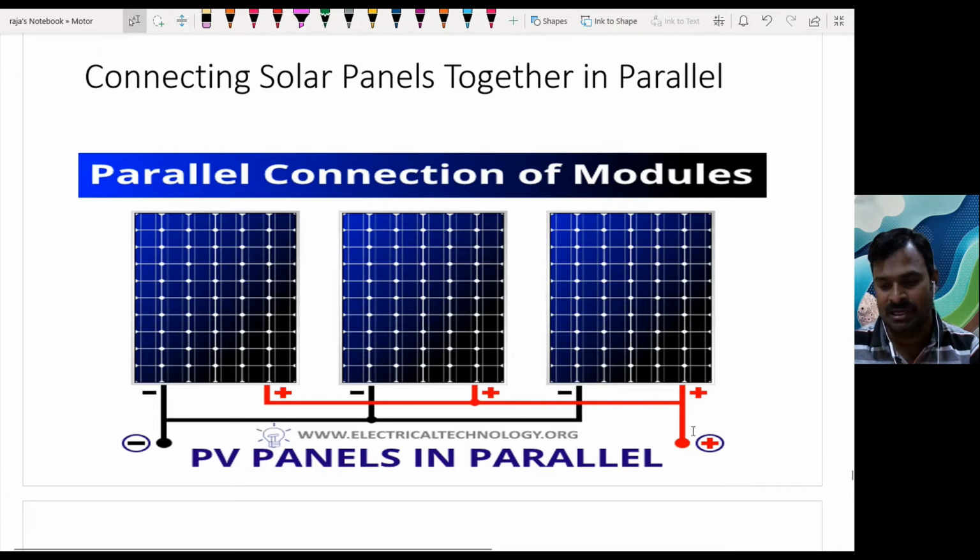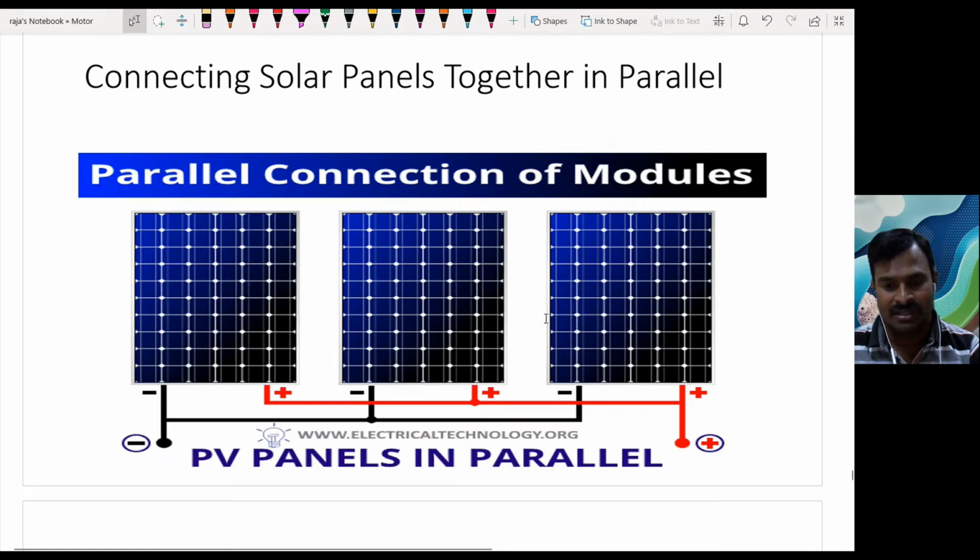Say, for example, each panel is able to give 5 amperes. This means the total current which you can draw from these panels at the optimal condition will be 15 amperes, and the voltage of these three panels will remain the same. Say, for example, you have a 20 volt VOC for these three.